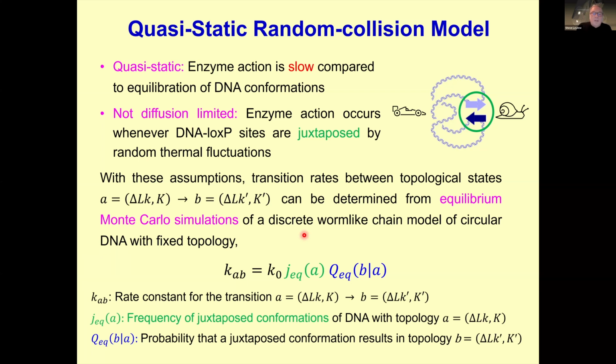So with this framework, you can now estimate the rate constant for a transition between these two states from some proportionality constant K0 times a factor that we call J, which is the equilibrium probability of juxtaposing the sites, multiplied by a transition probability that takes you from state A to state B. So this is the conditional probability of getting a topology B from a topology A, given this juxtaposition in state A. Any questions on this?